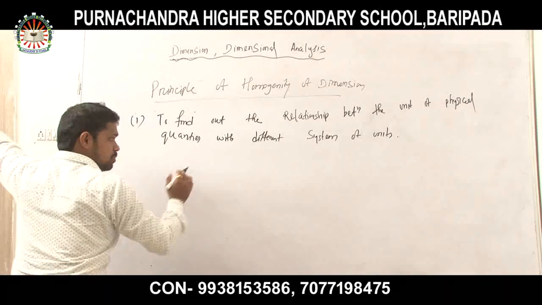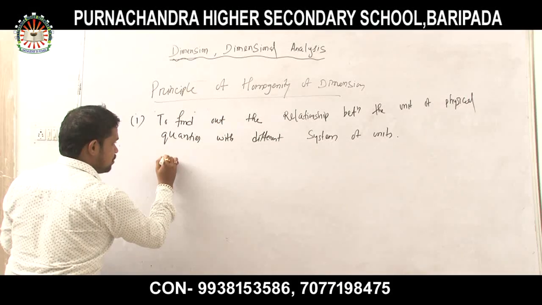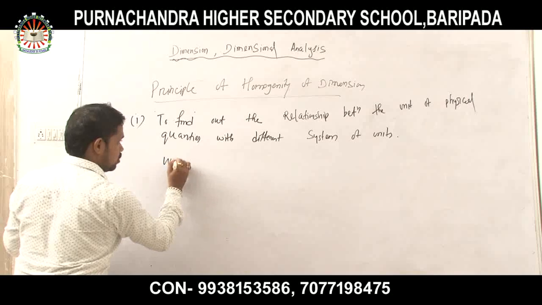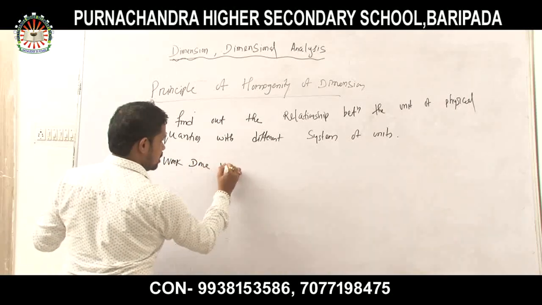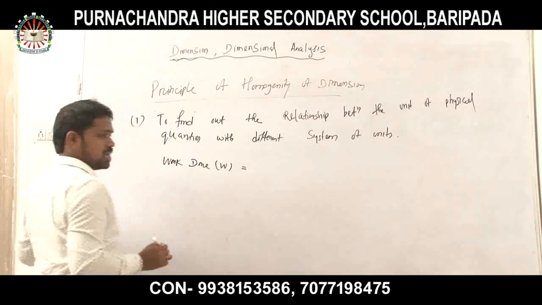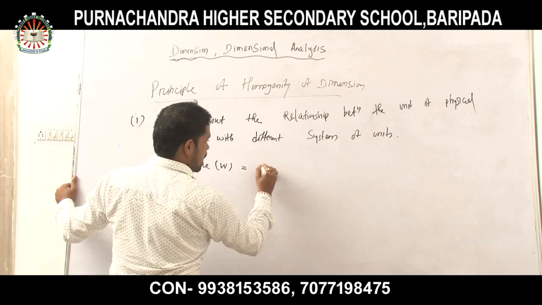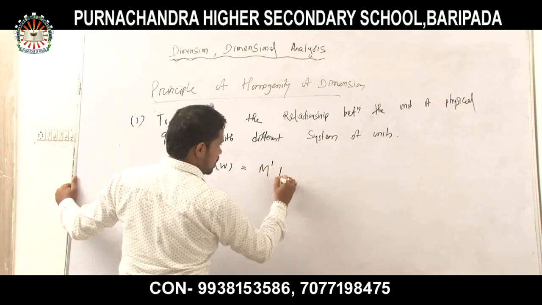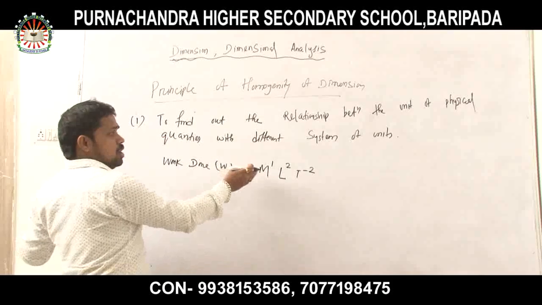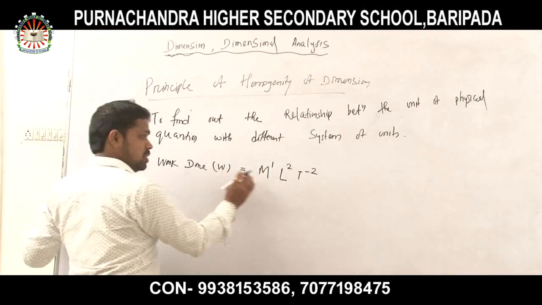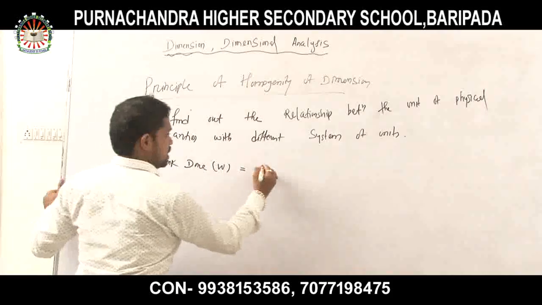So let us find out 1 joule is equal to how many ergs. Clear? So look here very carefully. First of all, what is the dimensional formula of work done? Let us find out. Work done W is equal to, the dimensional formula is M1 L2 T to the power minus 2. To find this out, we have to solve this first.